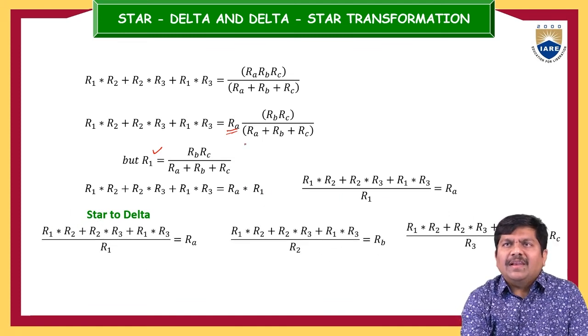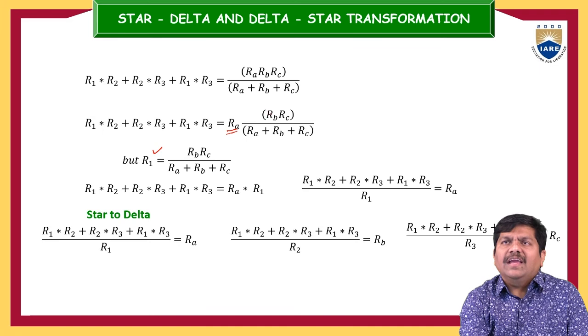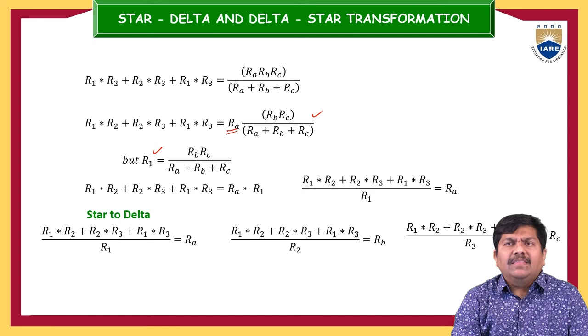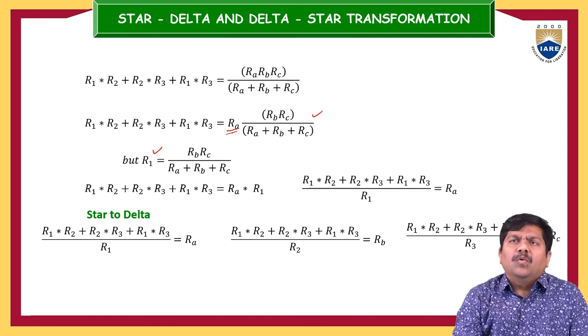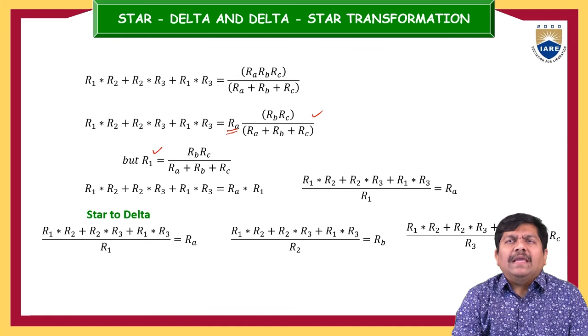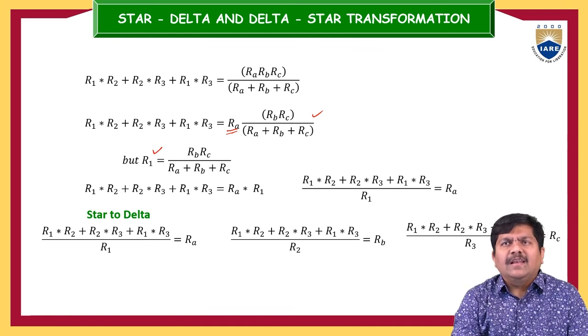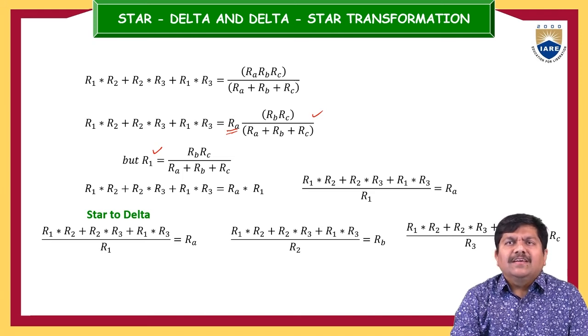Similarly, you can rearrange this expression such that you can write RB separately and then you will get the R2 expression. If you are rearranging this equation such that RC is written separately, then we will get the RC expression. Whatever it may be, the logic here is very simple. Only practice simplifies. Remembering all these expressions is a little bit confusing. So let us start practicing by taking one or two simple examples. That only gives good confidence in star to delta and delta to star transformation techniques.